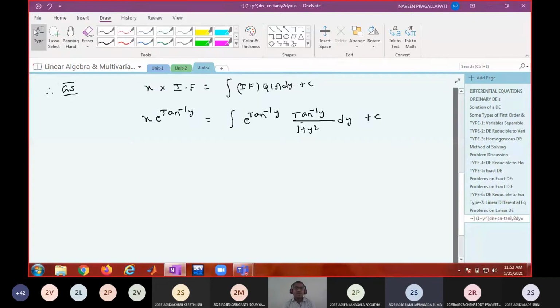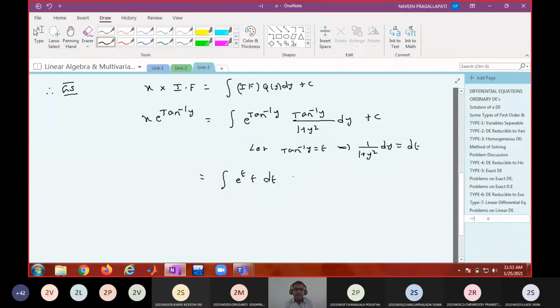Take tan inverse y as t. Right, take tan inverse y equal to t. Okay, so if you take tan inverse y equal to t, then what do you get? 1 by 1 plus y square dy equal to dt, substitution method, right? Then this becomes integral of e power t, and 1 by 1 plus y square dy becomes dt. So tan inverse y is t. So e power t into t dt plus c.